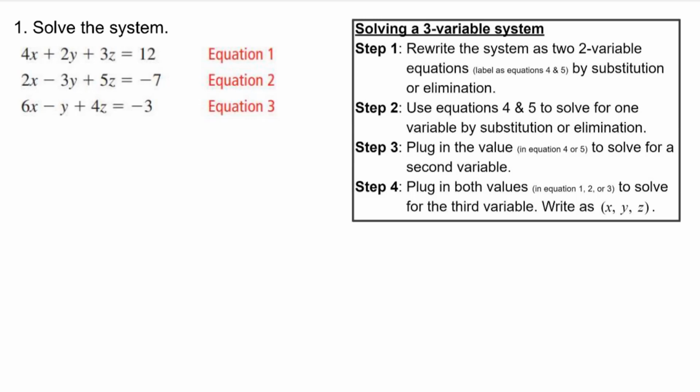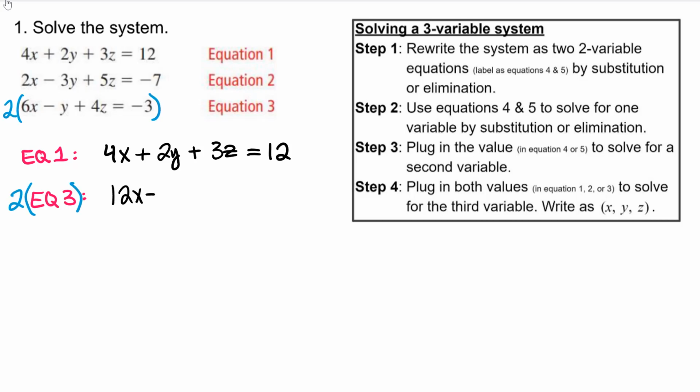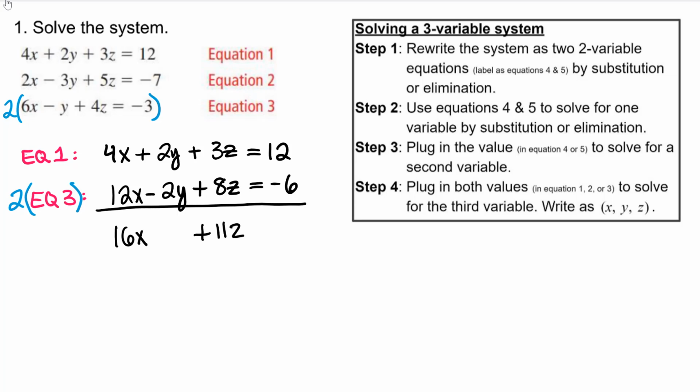First, I'll eliminate the y's from equations 1 and 3. To do this, I need to multiply the third equation by a scalar to make the coefficient of y -2, so the y's eliminate. Because the coefficient of y is -1, I will just multiply equation 3 by 2. Now add to eliminate the y's. We will call this equation 4.